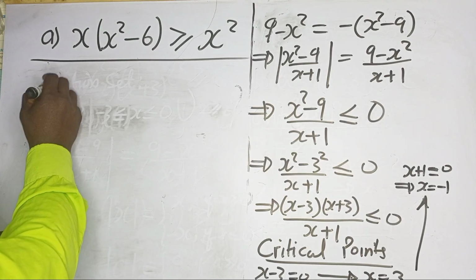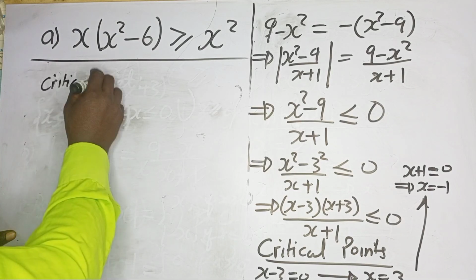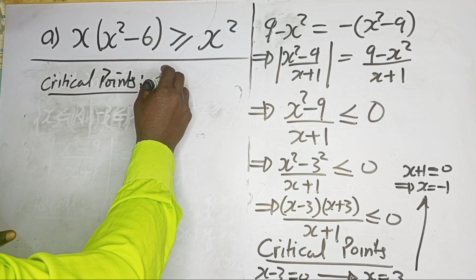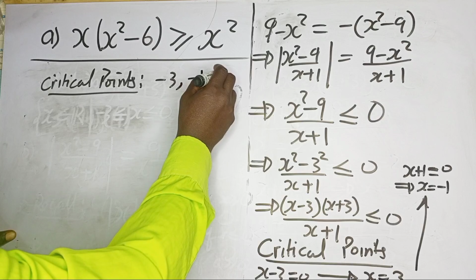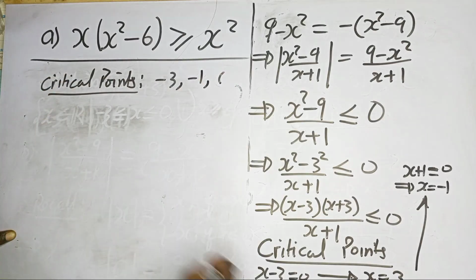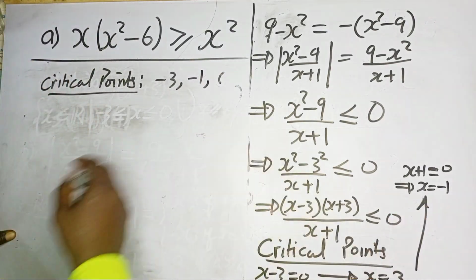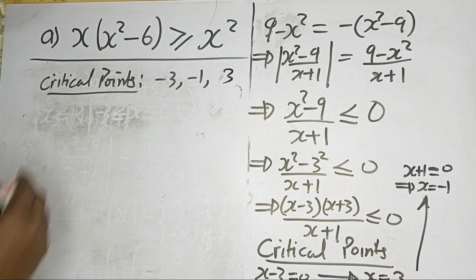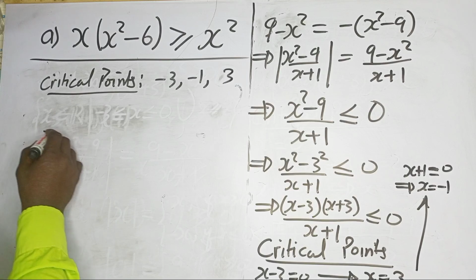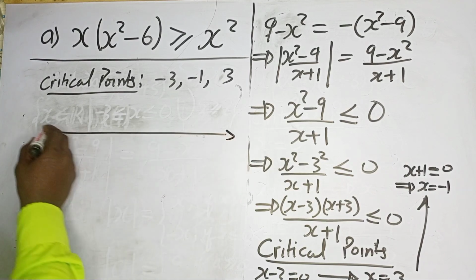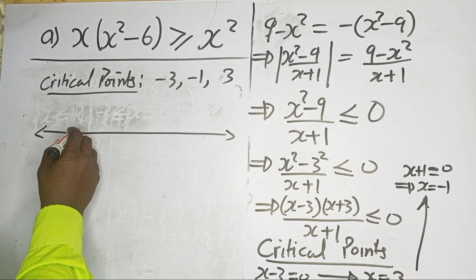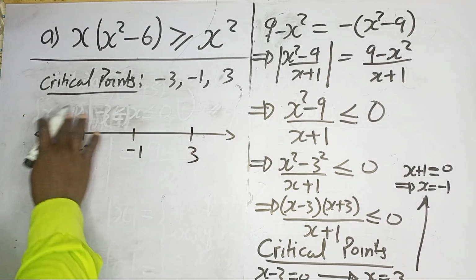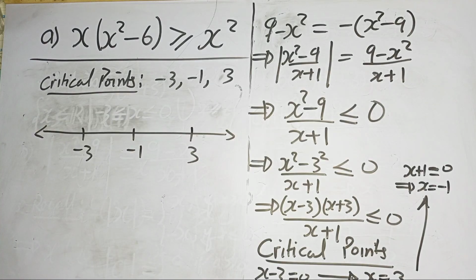So let's write the critical points again. We have negative 3, negative 1, and 3. We have 3 critical points. Now let's place them on a number line and see which of the zones give us our solution set. Negative 3, negative 1, positive 3. We have 1, 2, 3, 4 zones to analyze.